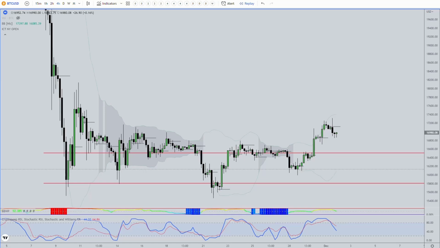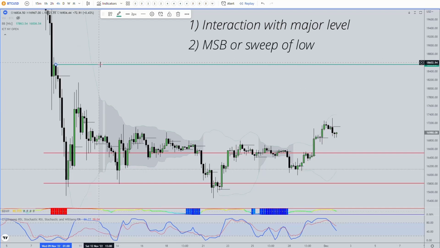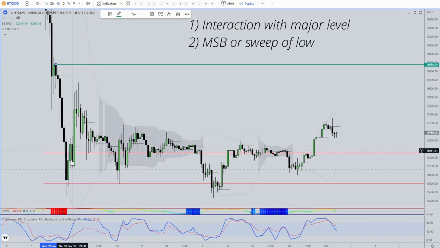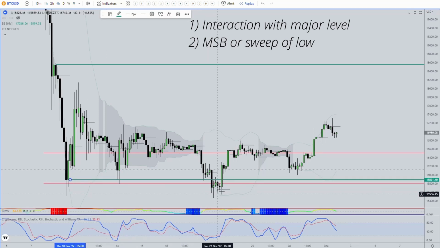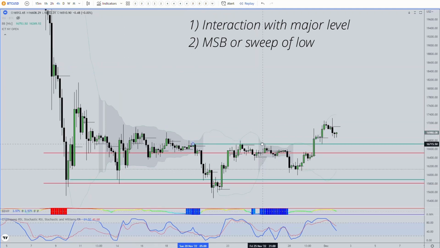Let's go through it first of all. Interaction with our major level. Where is the lower high that we want to beat? Here at 18,500. It wasn't even interacted with for a long time. So what would you then want? Well, actually you would hope for another lower low, and you get it here. All of a sudden, the lower high you want to interact with is this one.